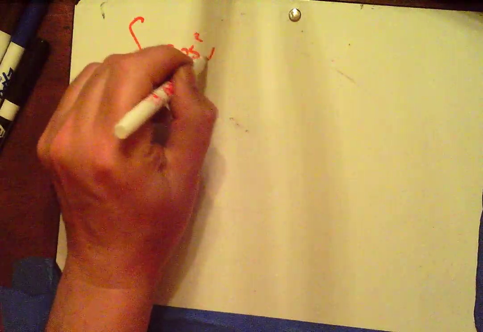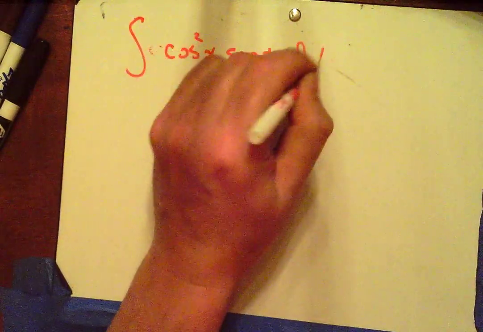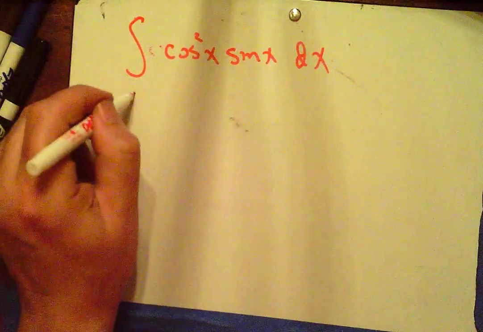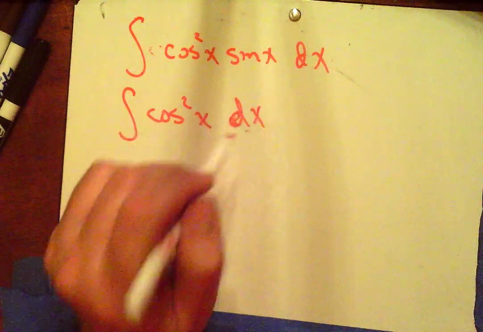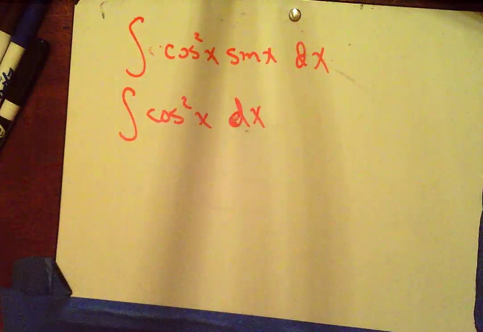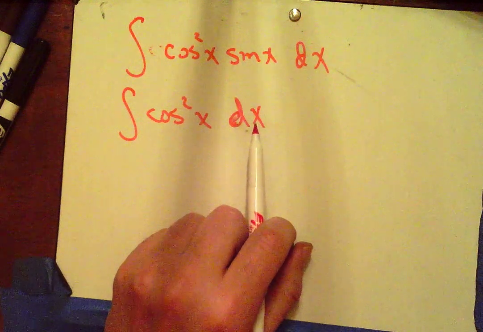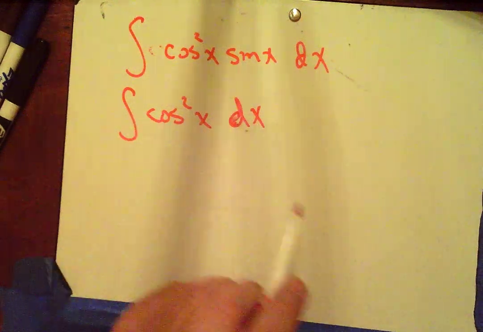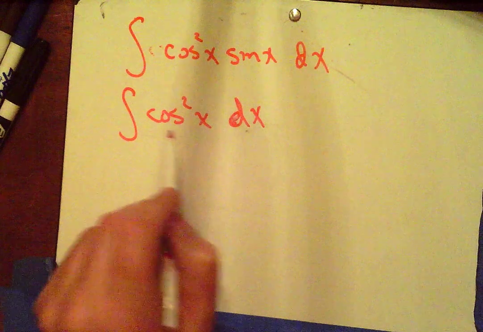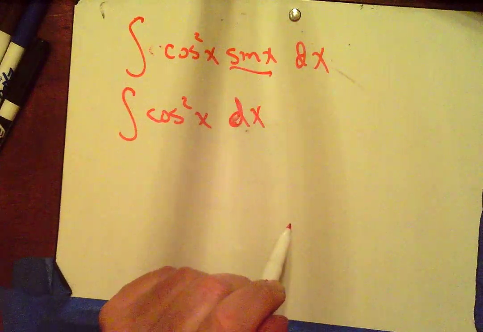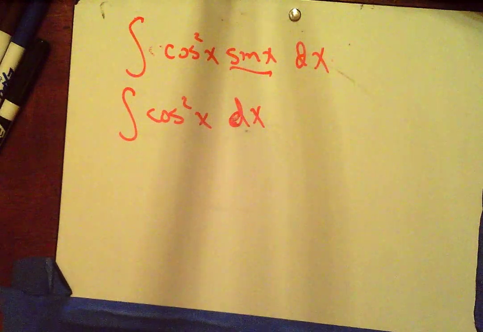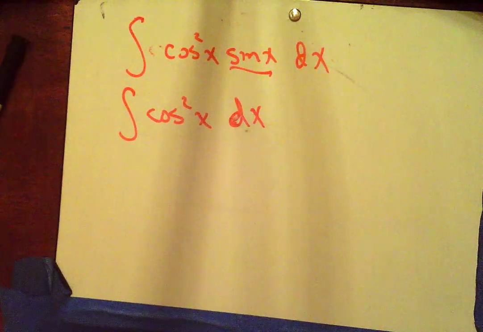But what if this one? It's very similar. Remember, our last one was cosine squared x sine x dx. This one, cosine squared x dx. So here's the thing. Yes, cosine is the inside function, but no, I don't see that derivative of cosine like I did in the last problem.